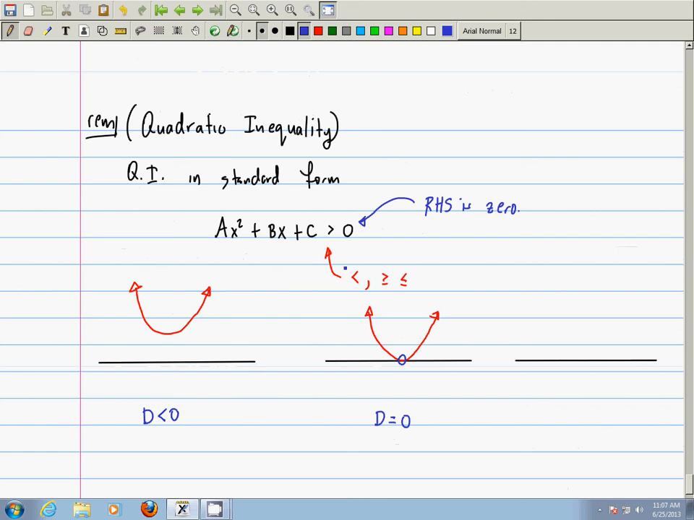And then finally, what's the last possibility for the discriminant? The discriminant might be greater than zero. Okay, so in this case, the parabola could look something like this. Okay, so there are two solutions, that one and that one. So now, for what values of x is the parabola over the line?